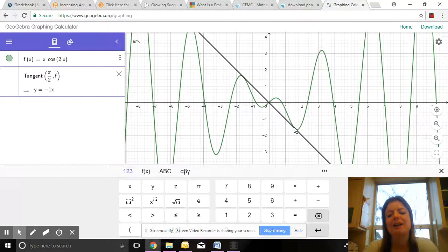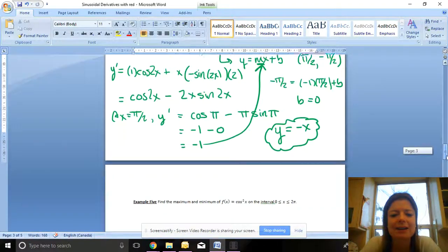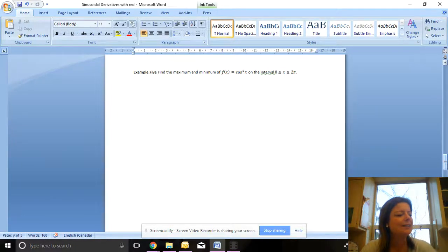Anyways, you can see it there. Okay, so that just confirms what we just did. Awesome. Doesn't that feel really good? Okay, so now one last task. We want to find the maximum and minimum of this function over this interval.